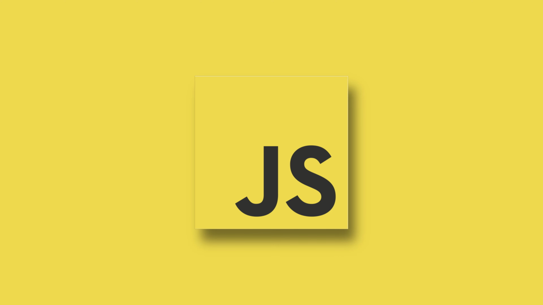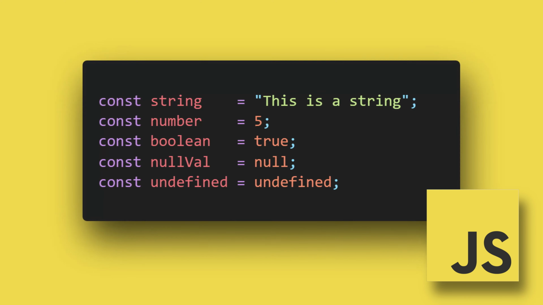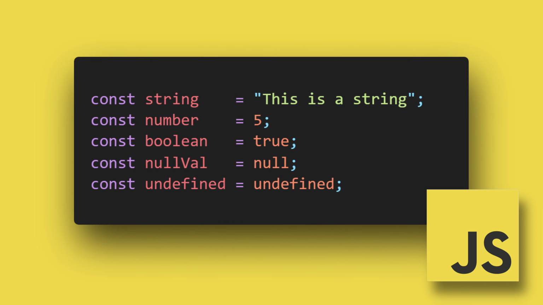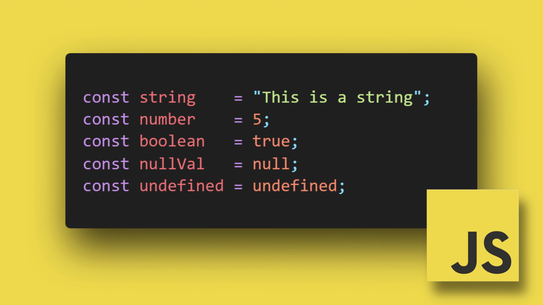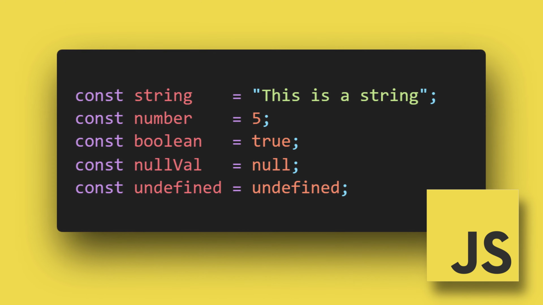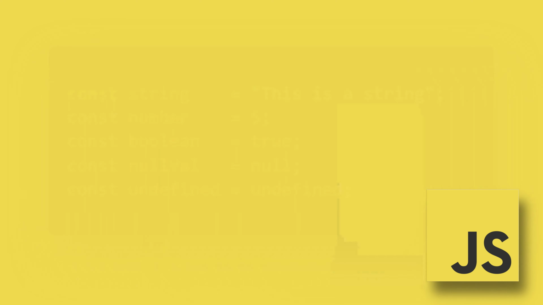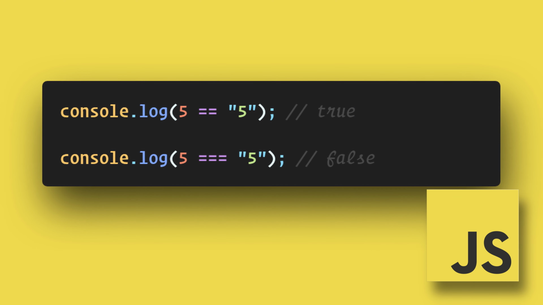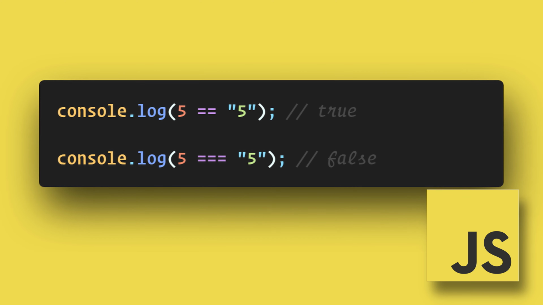In JavaScript, there are many data types. There are strings, numbers, Boolean, null, and undefined. It's important to understand these types before comparing equality. There are two ways to compare or check for equality. We can use the double equal or triple equal.